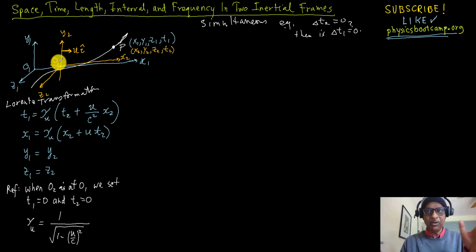So relativity is all about physics. What is the relationship between physics in one frame to the physics in another frame? And the frames are assumed to be inertial frames. So if you don't know inertial frames, you should go back to my previous pretty long video, okay?